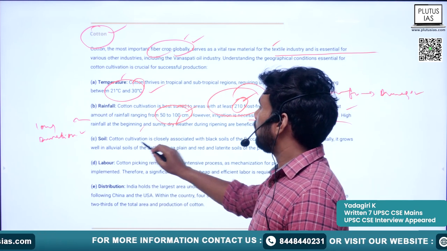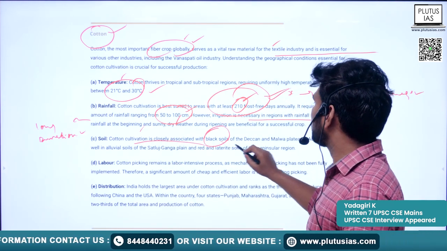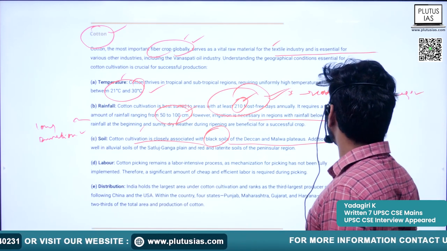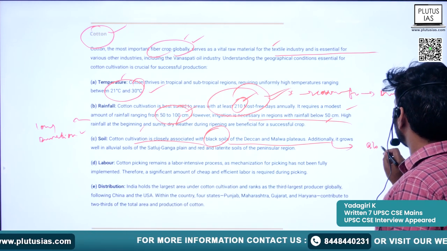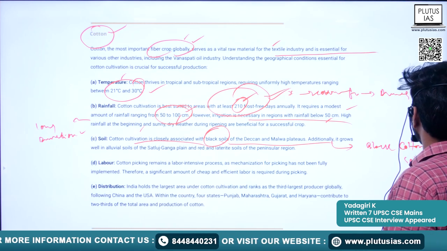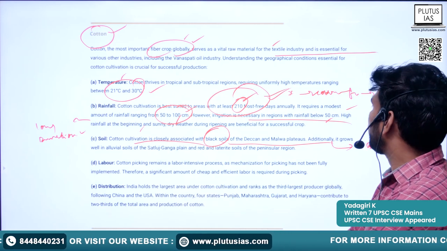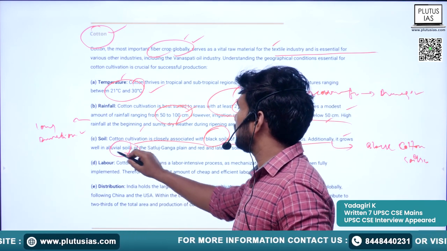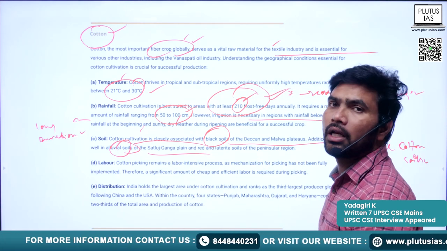Soil. Cotton cultivation is closely associated with the black soils that are there in the Deccan and Malwa plateaus. Because of this reason, we also call the black soils black cotton soils, because they are most suited for the cultivation of the cotton crop in India. Additionally, it also grows well in alluvial soils of the Satluj Ganga Plain and red laterite soils of the peninsular region.